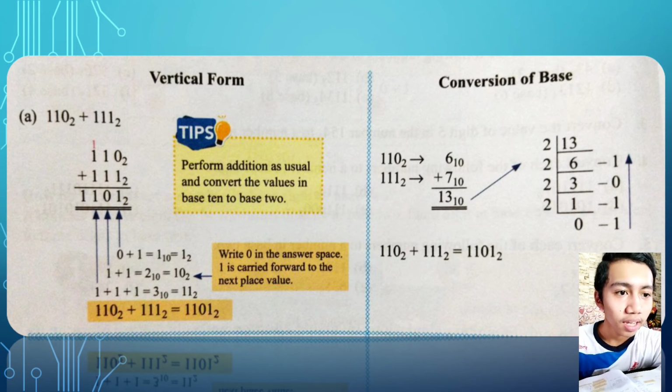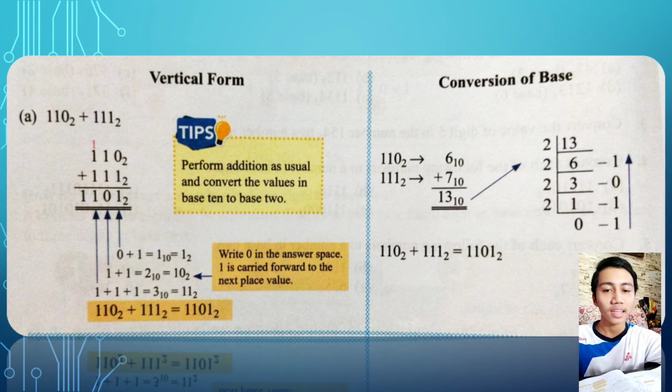1 plus 1 is 2 in base 10, and 2 base 10 equals 10 base 2. Okay, for conversion of base, in this case we must convert the numbers in base 2 to base 10 first. So you get to see 110 base 2 is written as 6 base 10, and the other number is 7 base 10. When we add them together, we get 13 base 10.